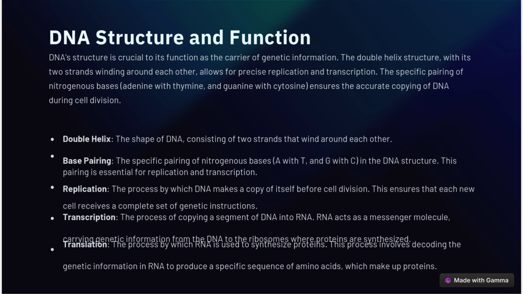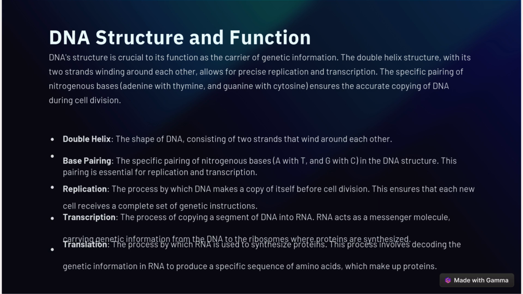DNA structure and function. DNA structure is crucial to its function as the carrier of genetic information. The double helix structure, with its 2 strands winding around each other, allows for precise replication and transcription. The specific pairing of nitrogenous bases, adenine with thymine, and guanine with cytosine, ensures the accurate copying of DNA during cell division. Double helix, the shape of DNA, consisting of 2 strands that wind around each other.